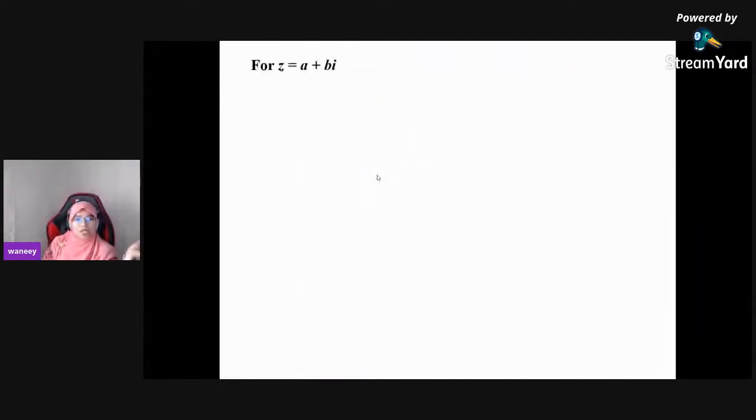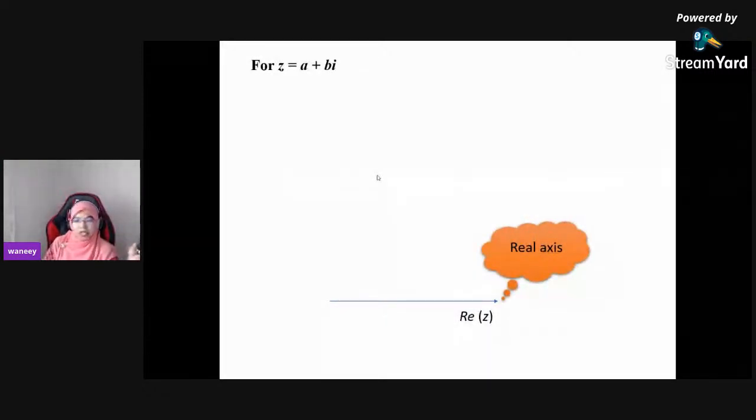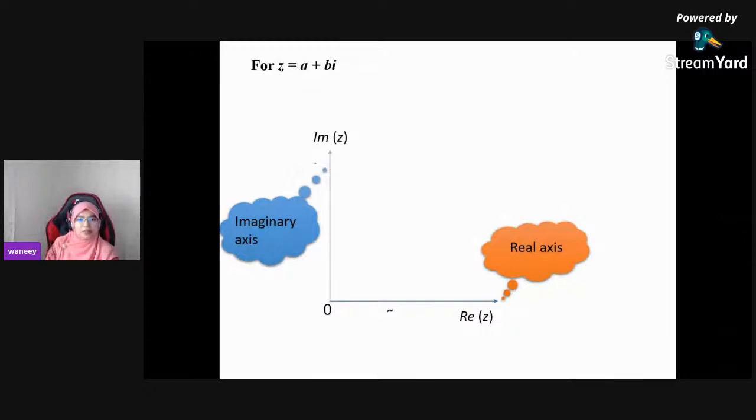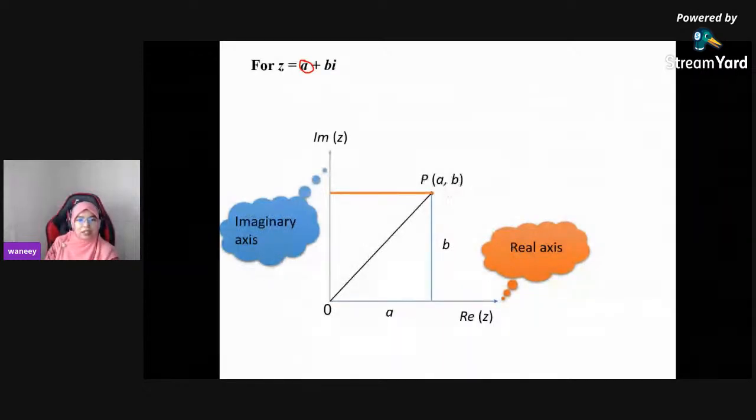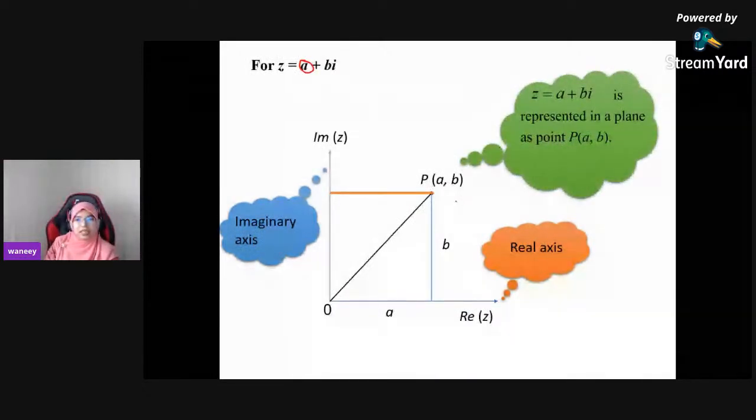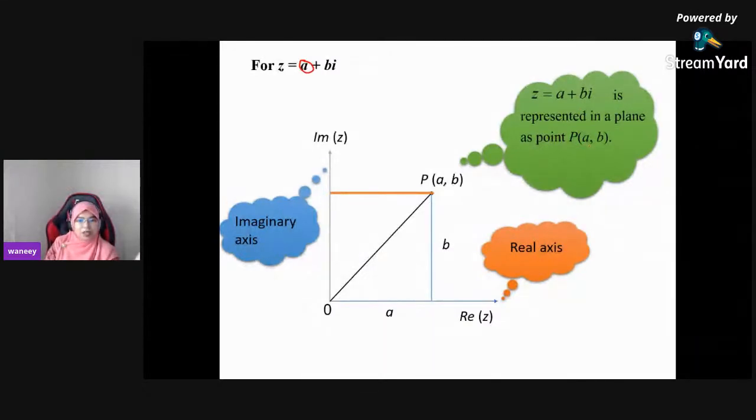Okay, so polar form for z equal to a plus bi. So let's say this is your Argand diagram, so the real axis and then we have the imaginary axis. So the x is the real, the y is the imaginary axis. If this is your a, so a is this value over here, and b is the imaginary value, then this is actually your z. So this is your point P(a, b). So the z is represented in a plane as point P(a, b).